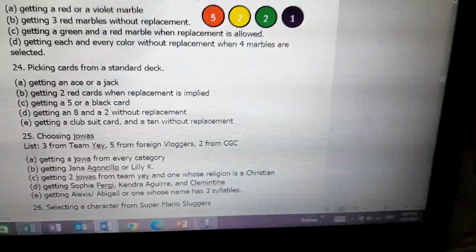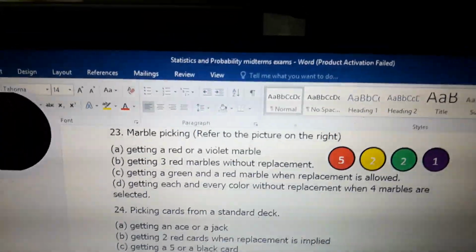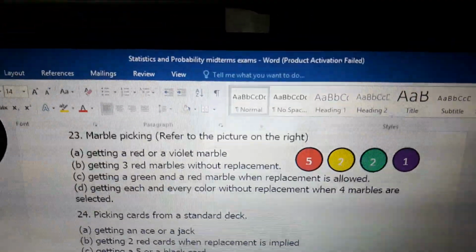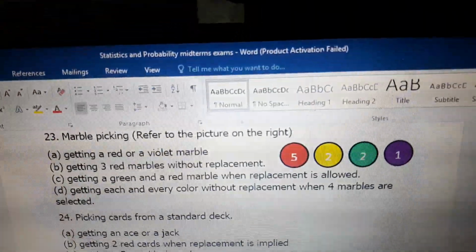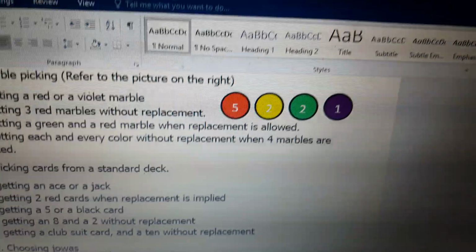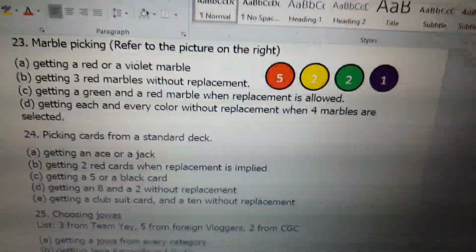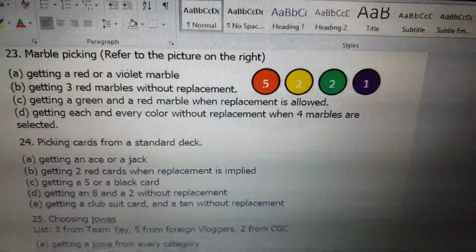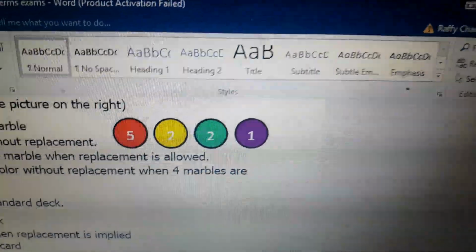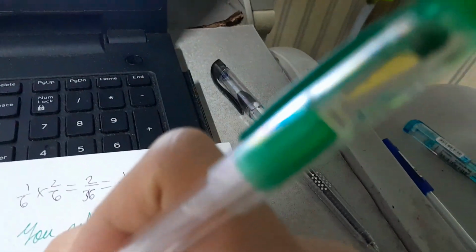Next, sa letter C. Kung sa letter C naman, this time naman, it says, getting a green and a red marble when replacement is allowed. Ayan. So this one naman, kung sa tingin mo sa previous concept, hindi pwede magawa yung replacement. Ngayon, we can now use replacement. There's a replacement being implied. In order for you to do this, di ba remember you get a green and a red marble. So, di ba remember ilan yung mga green marbles na meron tayo? Meron tayong 2 green marbles. 2 out of 10. Tama?